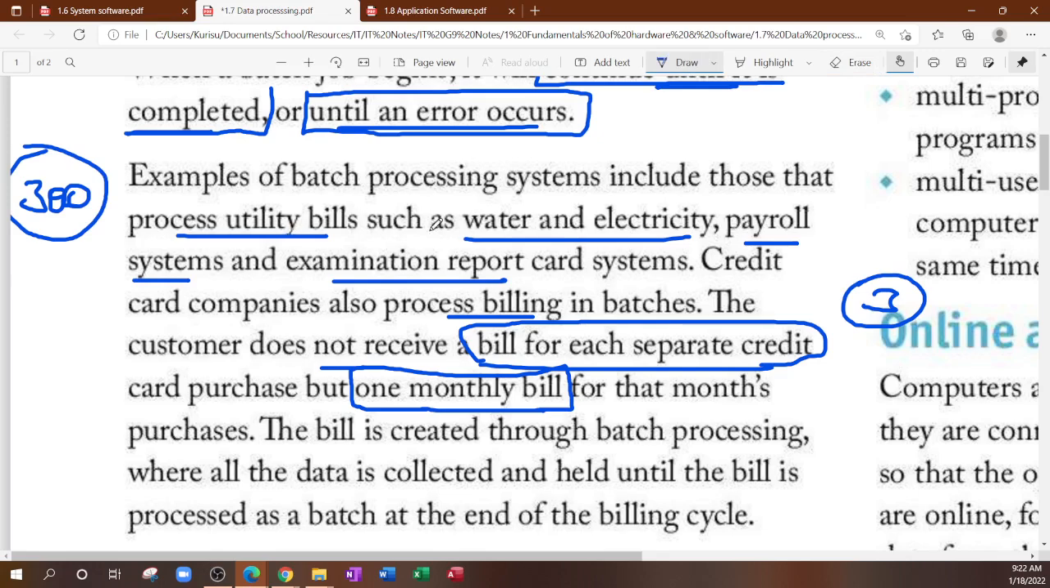So it's important to remember these examples that you're going to use batch processing for. Most utility bills, water, electricity, payroll systems. Do persons get paid daily? No, sir. No. But only those persons who might be working as laborers or so on, they might be getting paid daily. But persons who are working for the government, they're not going to be paid daily. They're going to have their monthly payment.